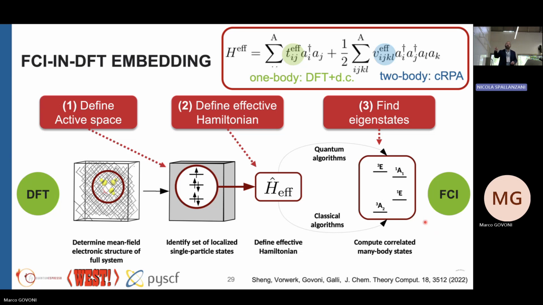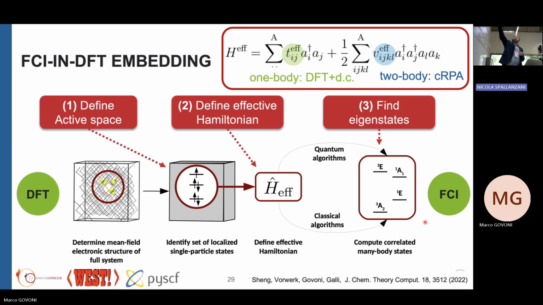Okay, so the 3 steps for this: you start from DFT, typically done with Quantum ESPRESSO. Then you define an active space, which I will define in a moment. So you select relevant quantum states. Then you define an effective Hamiltonian that describes these excitations. And then you can solve it using an iterative solver. So you find the ground state and excited states. Or also, using a quantum computer, you will get the same effect. So this is full configuration interaction. Okay, so these are the 3 steps.